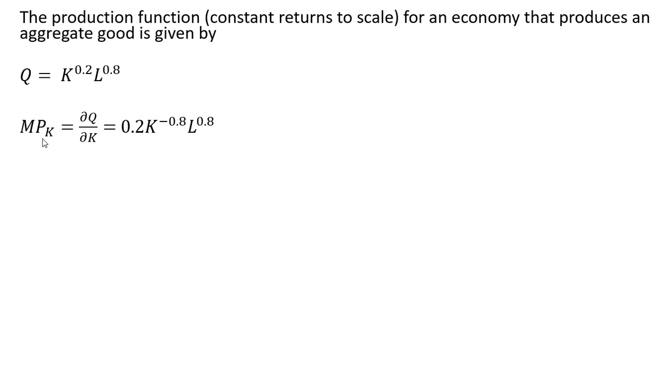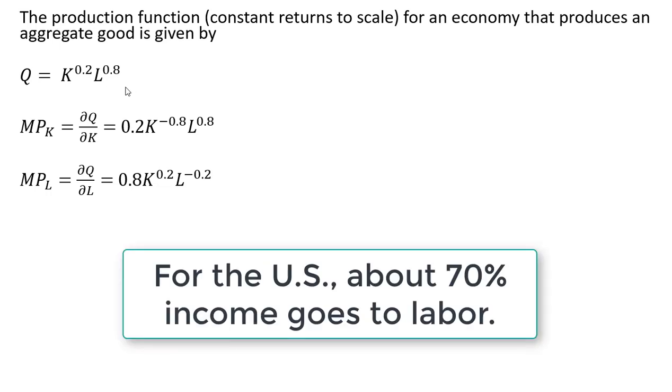The marginal product to capital. We're going to take the partial derivative of the production function with respect to K, capital, and we get the following result. And we get the marginal product to labor, and we get this result. Just one thing here, I did say constant returns to scale, and we can see that because the exponents sum to 1, and also the exponent here, 0.2, would technically represent the share of income going to capital, and 0.8 represents the share of income going to labor.